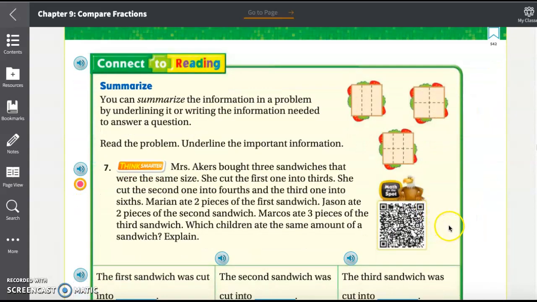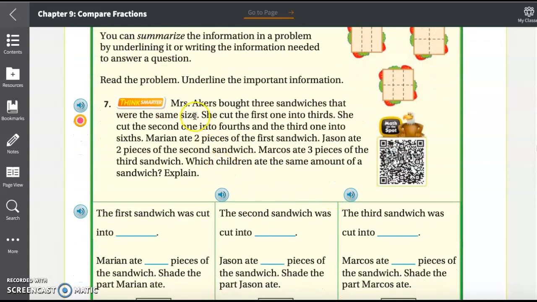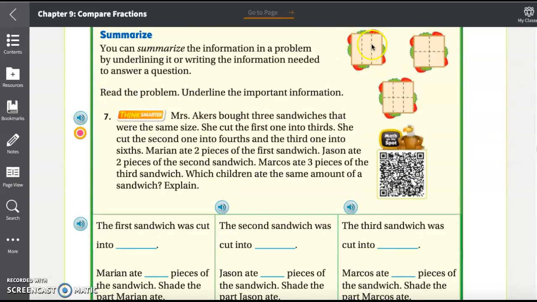Connect to reading. I really like this activity because it brought in some reading, and I think that's very important for us. It says you can summarize the information in a problem by underlining it or writing the information needed to answer a question. We're going to read the problem and underline the important information. Mrs. Akers bought 3 sandwiches that were the same size. She cut the first one into thirds, right here. She cut the second one into fourths. And she cut the third one into sixths.